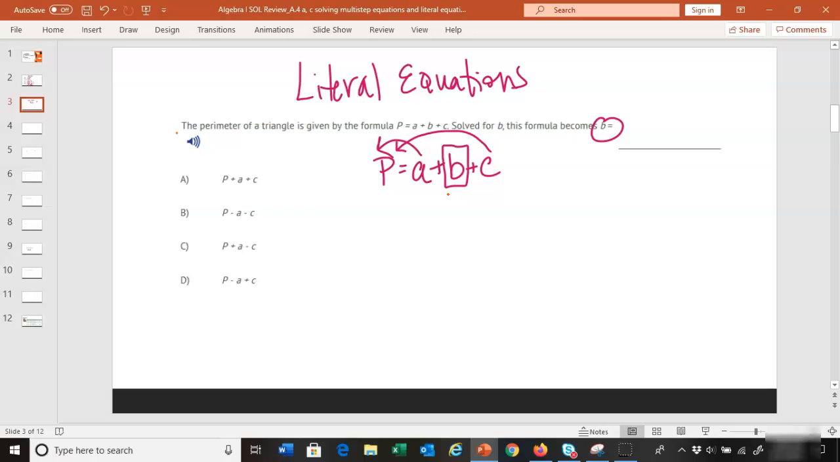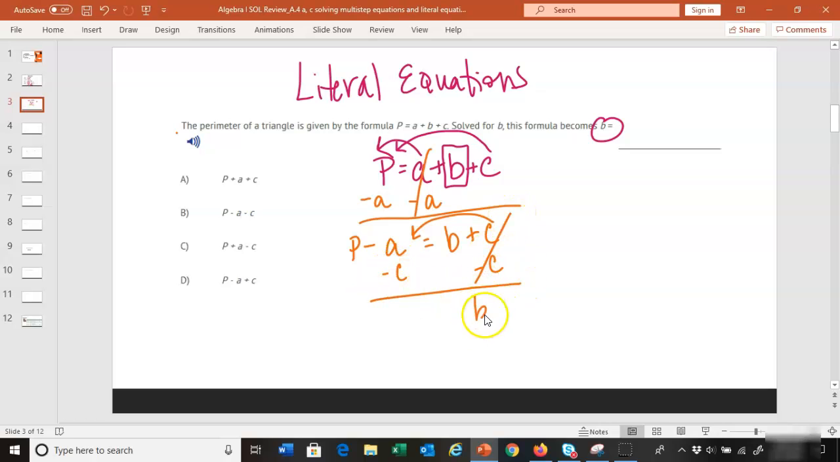So remember, the inverse of adding is subtracting. So we're going to subtract a from both sides. And all you're going to have is P minus a. You can't combine those. Those are not like terms, so you just write them next to each other. And then we'll have plus c. Now we're trying to move the c over, so we'll subtract c from both sides. And you end up with P minus a minus c.